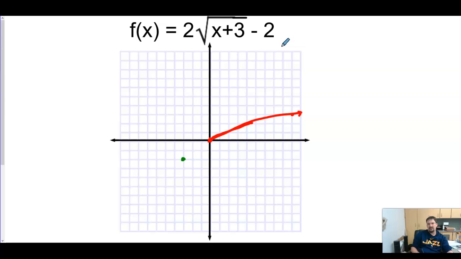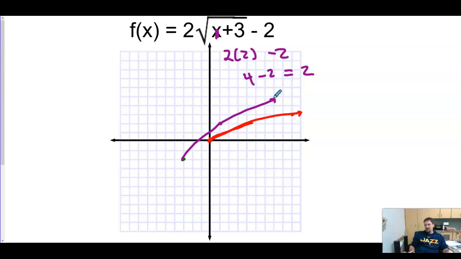I think it's easy if you just plug in a 0. So for example, let's just plug a 0 in here for x. So 0 plus 3 is 3. Actually, let's make it even more convenient. We know what the square root of 4 is. So let's make x a 1. Okay, 1 plus 3 is 4, and the square root of 4 is 2. So we have 2 times 2 minus 2. 2 times 2 is 4. 4 minus 2 is 2. So what that tells me is that when x is 1, I'm actually going to be going through this point right here.